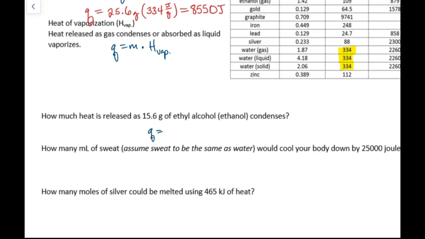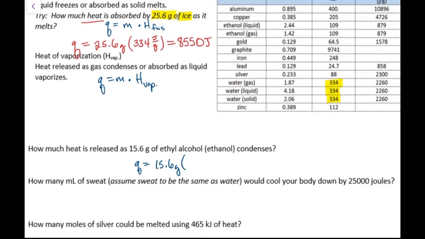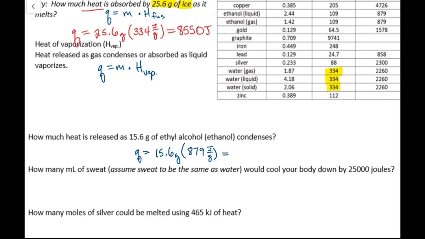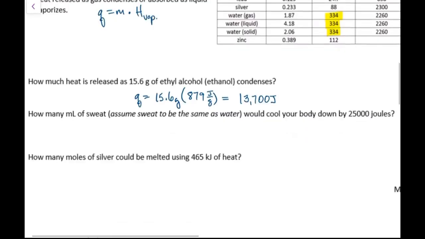So Q equals 15.6 grams. The heat of vaporization for ethanol is, if I come up here, ethanol is 879 joules per gram. So go ahead and take a second, pause the video, and calculate that, please. Okay, so you should get 13,700 joules as our answer this time.